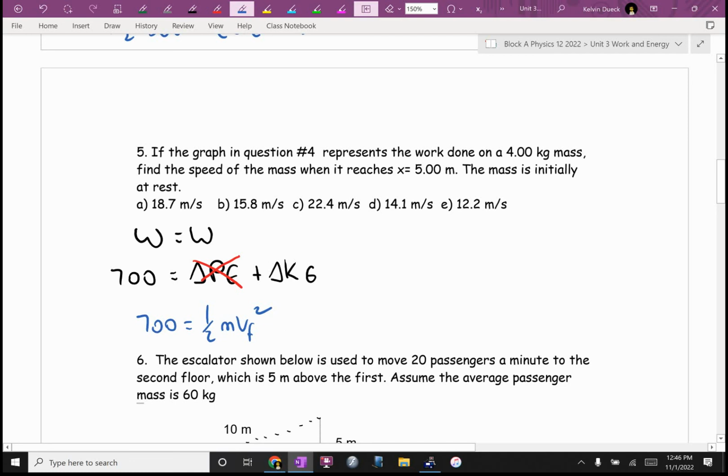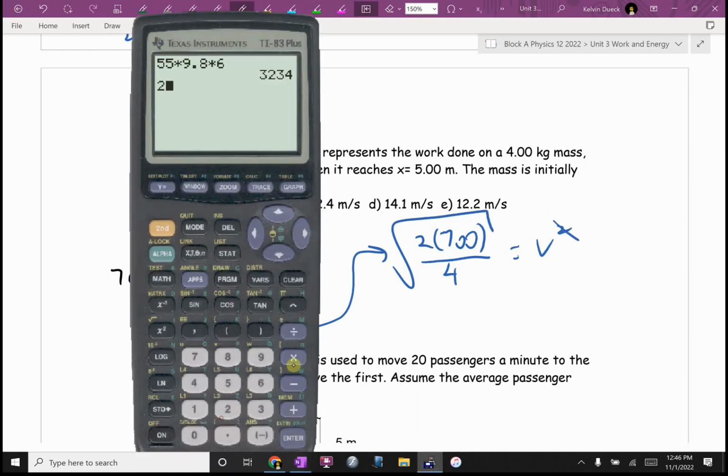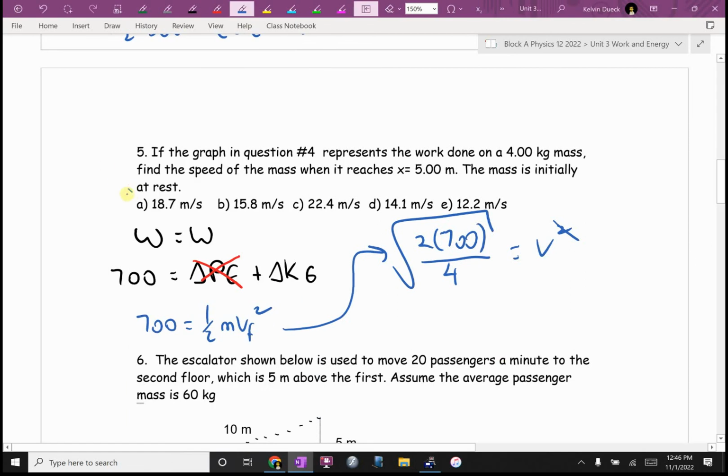I guess I could either give you the speed and say find the mass, or I could give you the mass and say find the speed. Here they gave me the mass, so I guess it's going to be 2 times 700 divided by, what's m? 4. That equals v squared. So I would square root. It's going to be 2 times 700 divided by 4, square root of 350, and I get 18.7. Is that correct? Correct answer is A. Okay.